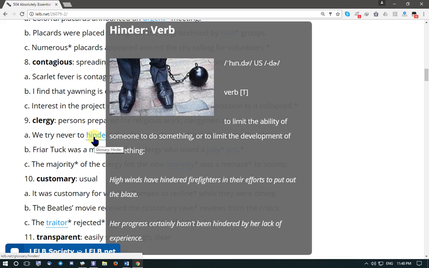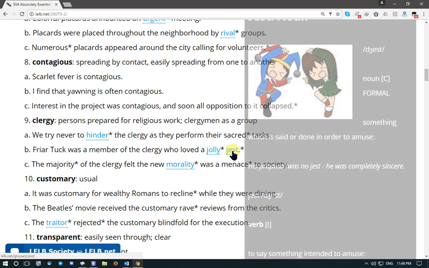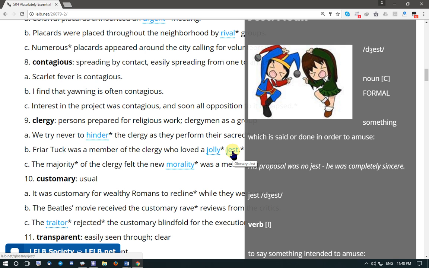Hinder, as you can see. Of course I'm going to provide you with some synonyms, but at the moment hinder means to impede, to obstruct, and to just cause some problems. Jolly means happy and full of life and enjoyment, optimistic. Jest is a kind of joke, something that is not serious.